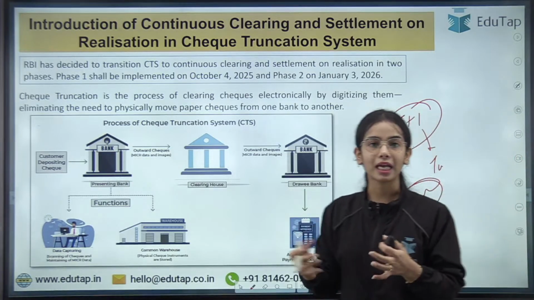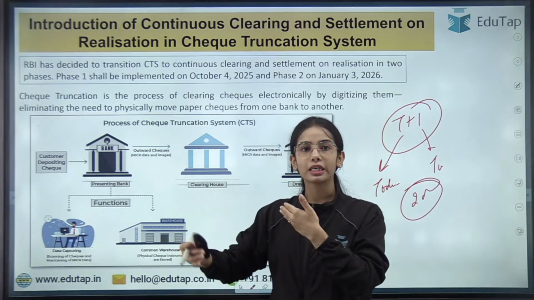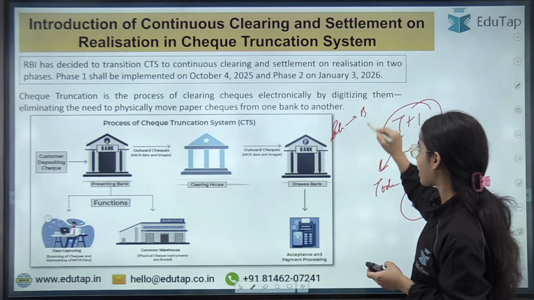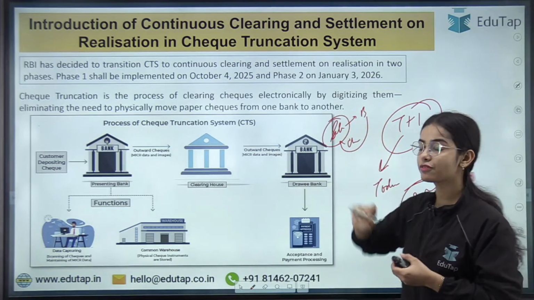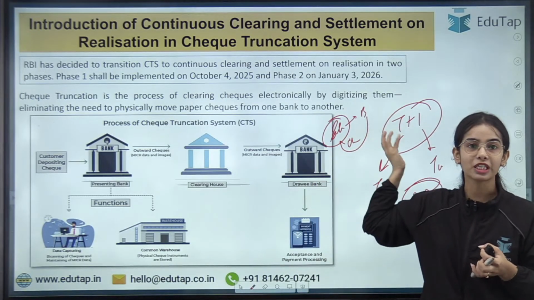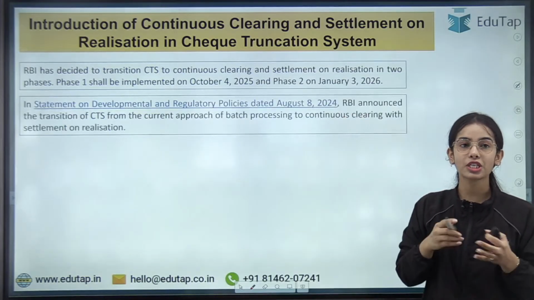So it used to take time, and usually the check was not considered a very reliable means for taking the money. If the seller is selling the product to the buyer and the buyer is giving the check, usually the sellers were afraid: what if the check bounces, what if the buyer does not have enough money in their account. So usually the sellers were not happy taking the check, because check used to take time.